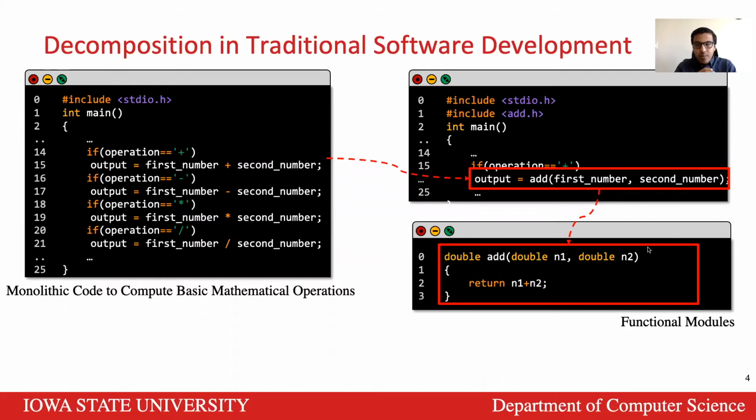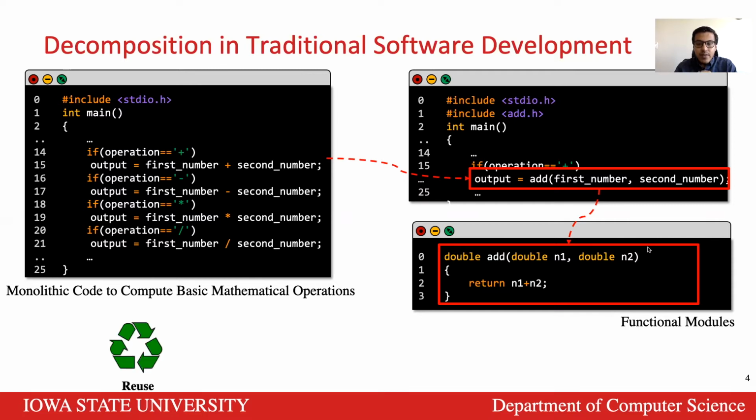First, monolithic software is a piece of code without components or pieces, whereas decomposed software has components or pieces that can be utilized independently. The process that decomposes a monolithic software into components or modules is called decomposition. For instance, on the left-hand side, we have code that performs basic mathematical operations. Decomposing the code will create modules for each mathematical operation that can be invoked as necessary.